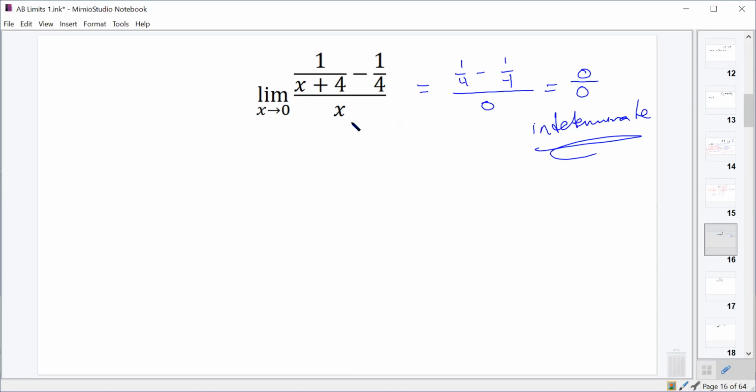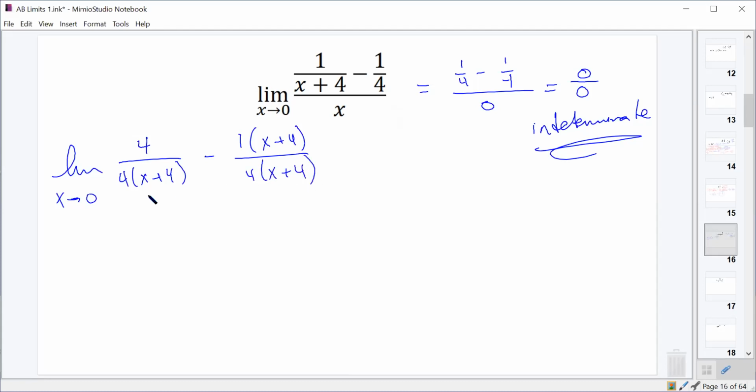So that common denominator ought to be 4 times x plus 4. So this should turn into a limit as x approaches 0. I multiply the 1 over x plus 4 by 4 over 4, I'll have 4 over 4 times x plus 4. And then minus, this one needs to multiply by x plus 4 over x plus 4. And then it's still all over x.